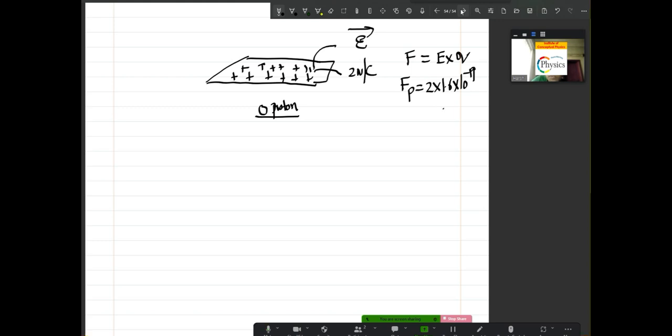newtons. So I have not used heavy duty words like a cloud. I've just said a metallic plate is like this and a proton is placed close to it. What is the repulsive force being experienced? So you say, okay, I'm only concerned with the electric field produced by the metallic plate.